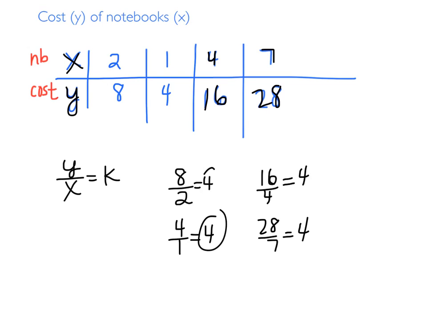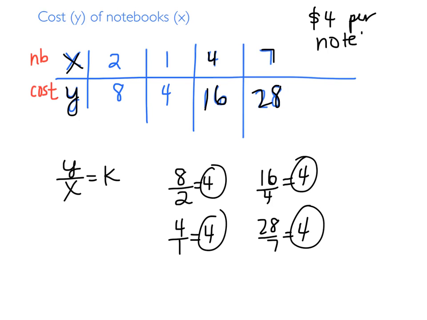Okay, so that basically tells me my unit rate for my notebooks is it costs $4 per notebook. And you probably could have figured that out just by looking at the table. If 2 of them cost 8, to get here, it's times 4, right? 1 times 4 is 4. Okay, it's $4 per notebook. So this is proportional.